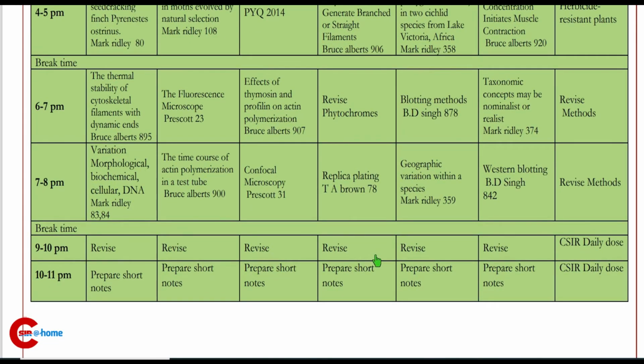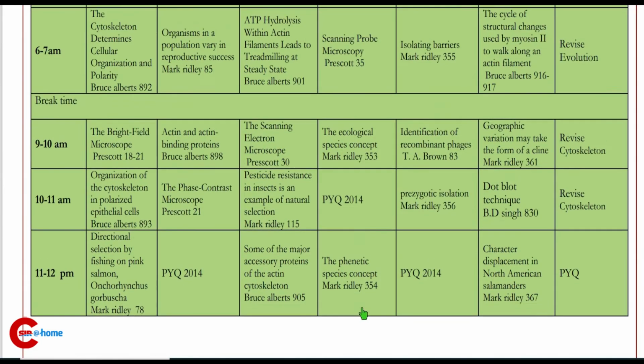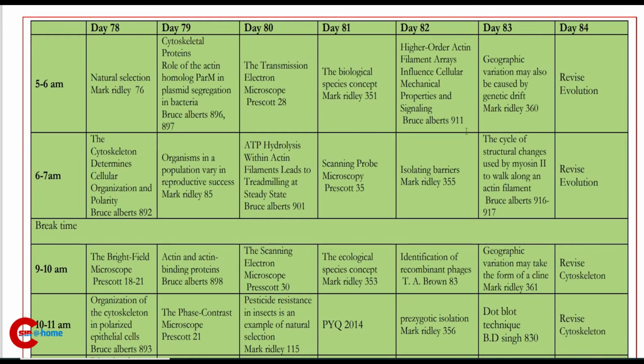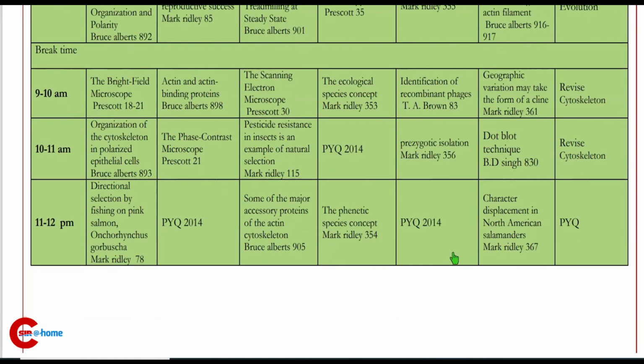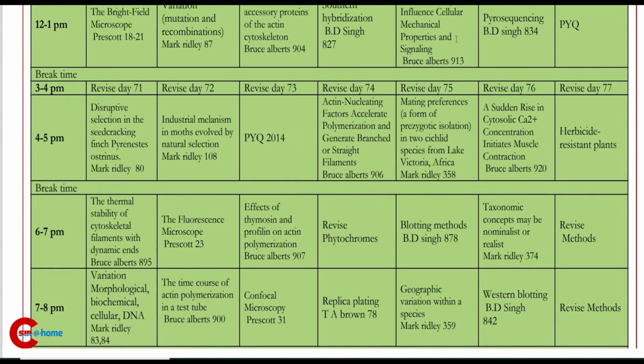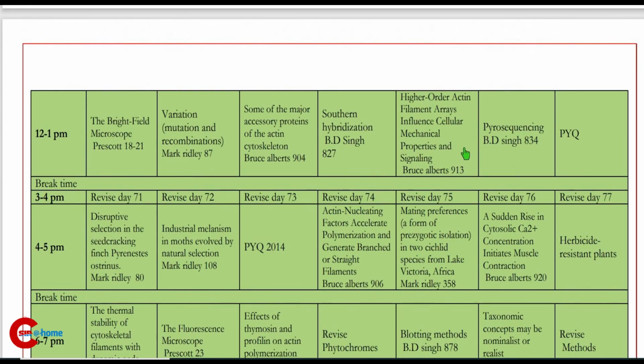Then day 82. Morning, high order actin filament arrays influence cellular mechanical properties and signaling. 6 to 7 a.m., isolating barriers, Mark Ridley. 9 to 10 a.m., identification of recombinant phages. Then 10 to 11 a.m., pre-zygotic isolation. 11 to 12 p.m., previous year questions. And 12 to 1 p.m., high order actin filament arrays influence cellular mechanical properties and signaling.